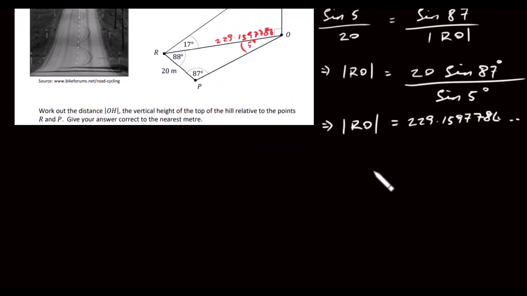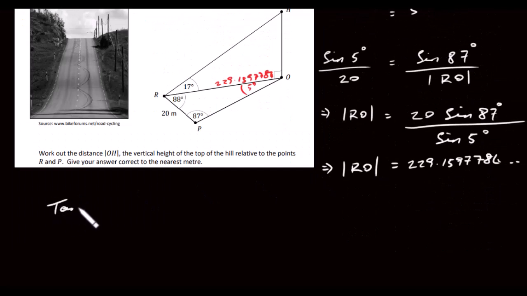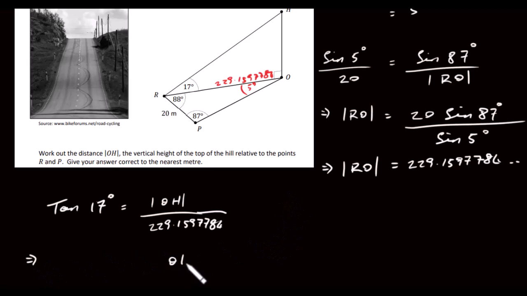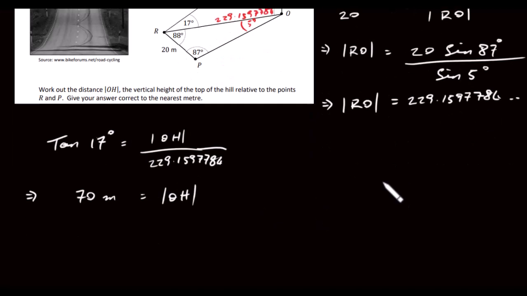So let's do that. So we want tan 17 degrees is going to be equal to the distance from O to H divided by 229.1597784. Don't need that many decimal places, but anyway. So that will just give us OH, the distance from O to H, which is what we're looking for. Just multiply across by this 229 here. So tan 17 times 229, and that gives you 70 meters. Give your answer correct to the nearest meter. So that's to the nearest meter. So let's move on to the next question then.